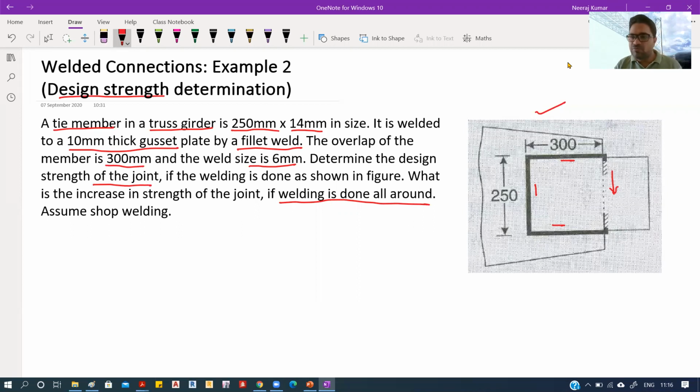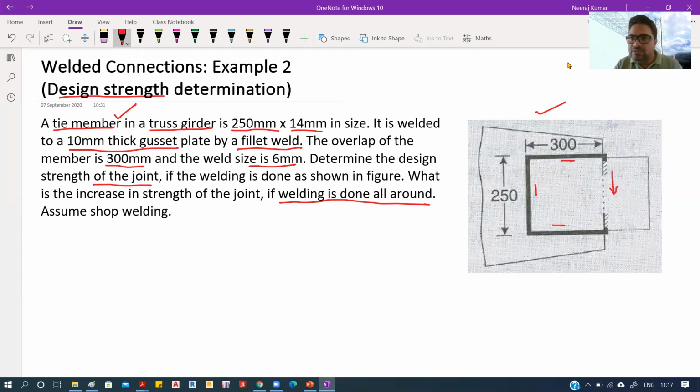So first we need to find out the strength of this joint with the weld on three sides, and then we will find out the strength of the same joint if we apply the welding on the fourth side also. First we need to understand the terms that are being used in this numerical. The first term is the tie member. Now what is a tie member?